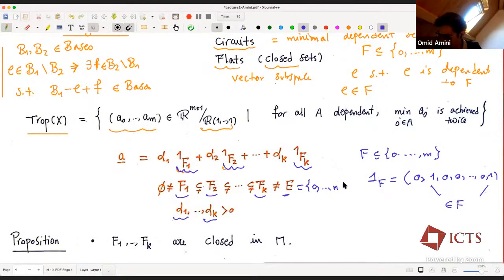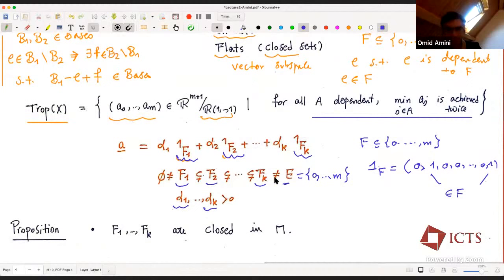So any vector in R^(m+1), quotiented by R(1, 1, ..., 1), can be written in this form. So it gives you exactly a chain of this form. And now the proposition is that because this property is verified, then all the sets F1, F2, up to Fk that you see here are closed. These are closed sets in the matroid. It means that any of these sets verifies this property that is written here.